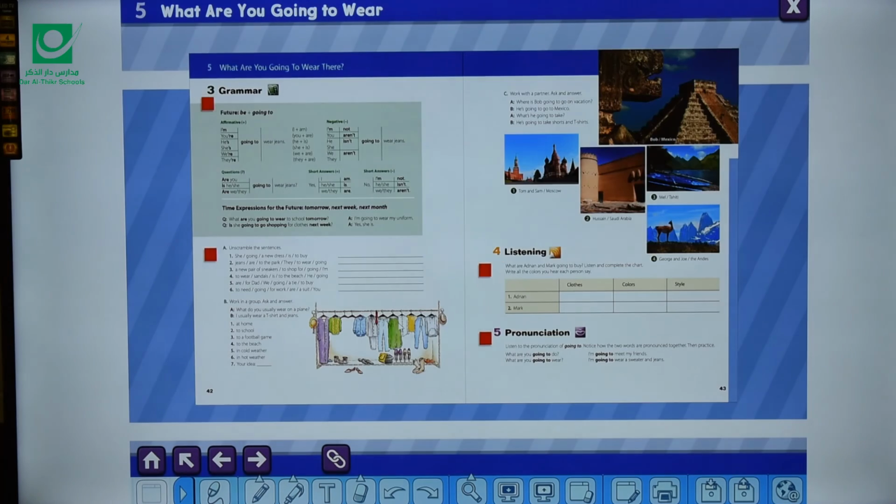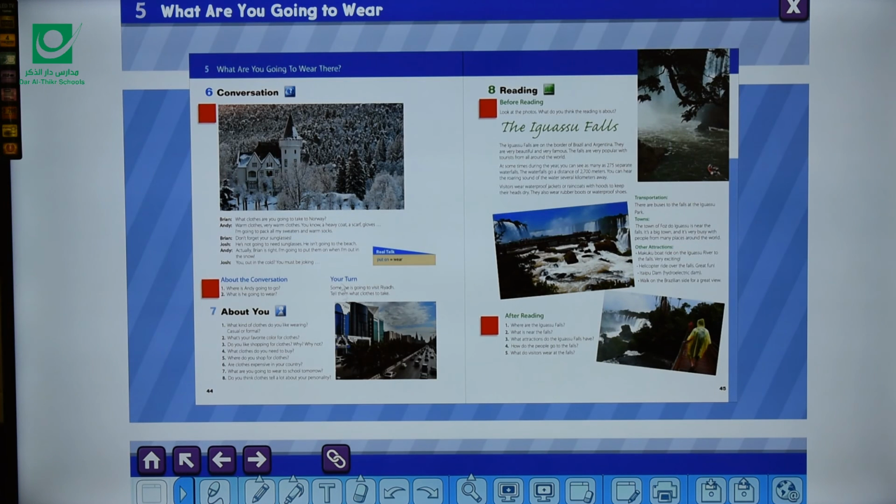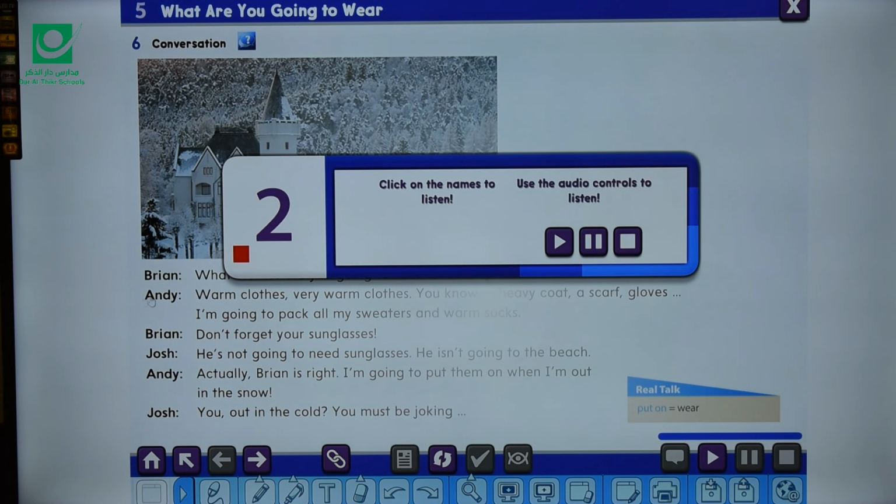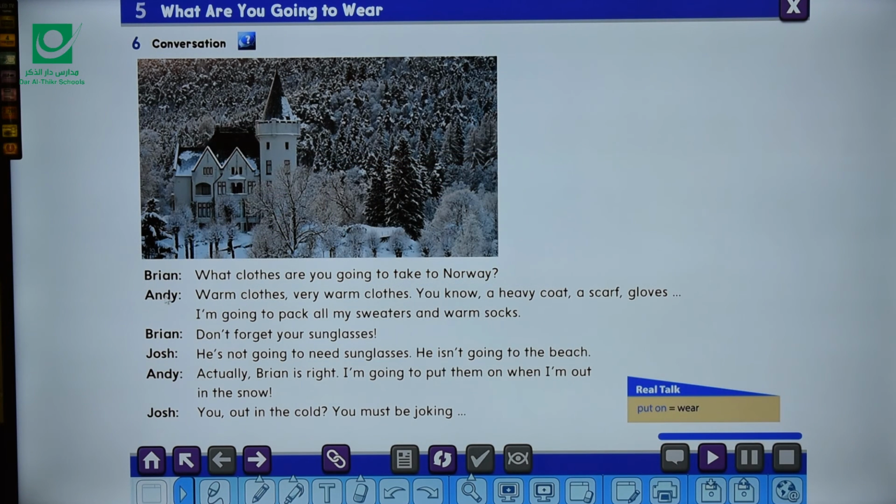Let's go to the next part here. Here we have a conversation. As you can see, we have two friends, Brian and Andy. Look at the picture here. Is it cold or hot? Of course, it's cold.